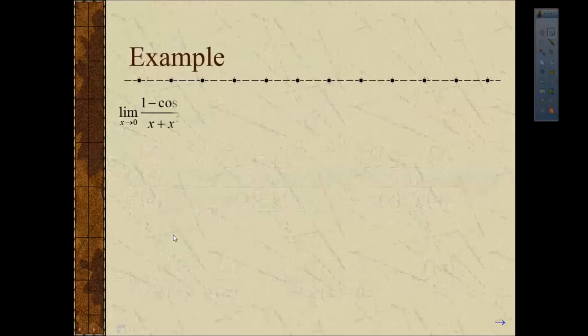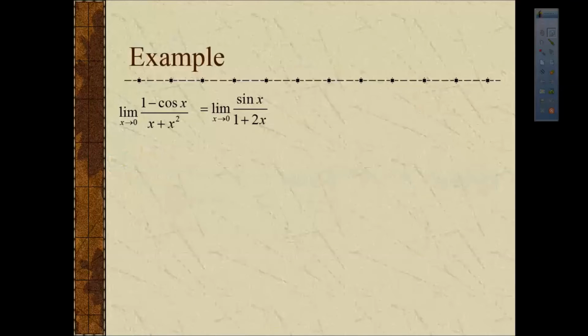Here's some examples. We have limit as x approaches 0, 1 minus cosine x over x plus x squared. Direct substitution is not going to get us anywhere here. The numerator would equal 0, denominator would equal 0.